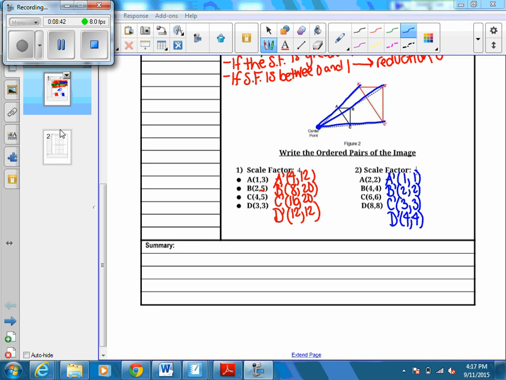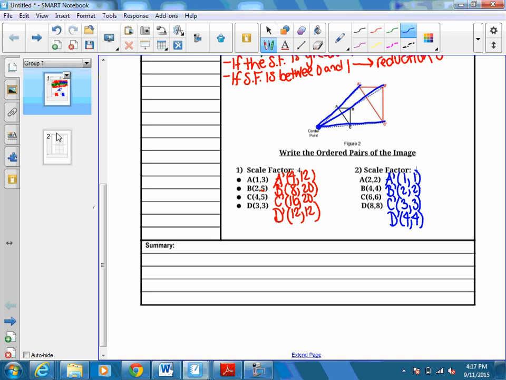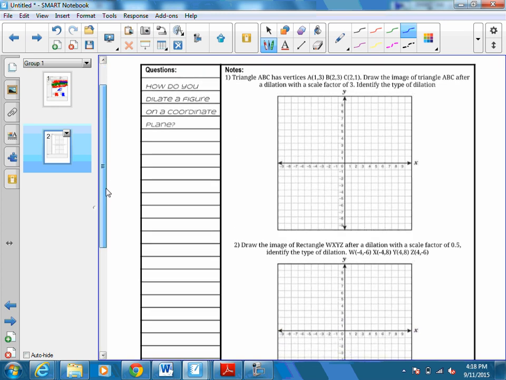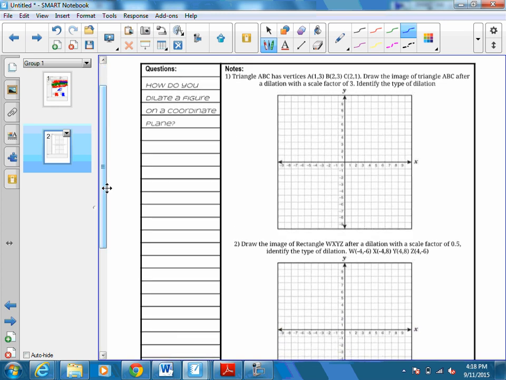So moving right along, let's flip that paper over to page 2. Okay. So number 1 asks us, it says triangle ABC has vertices A, B, and C, and it says draw the image of the triangle ABC after a dilation with a scale factor of 3. And we want to identify the type of dilation. So there are a few important things that we need to talk about. So let's first go ahead and plot those points.